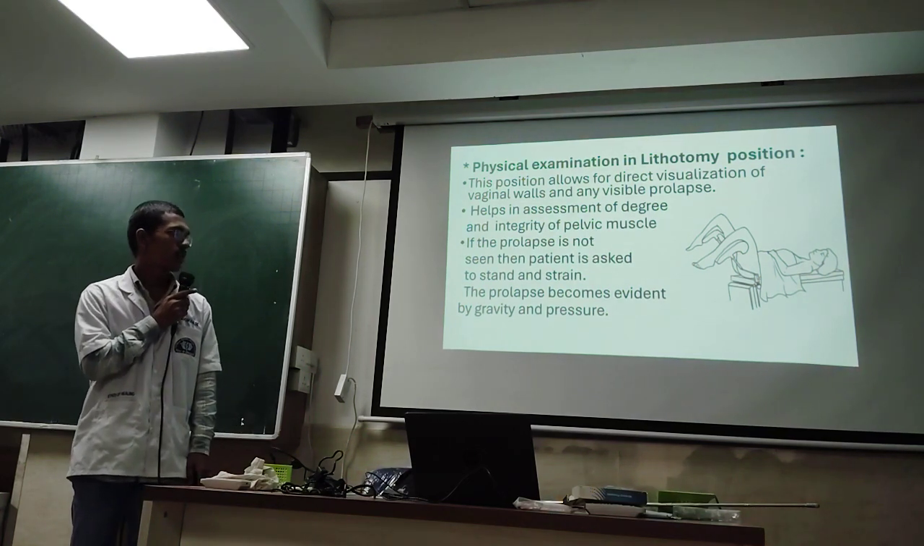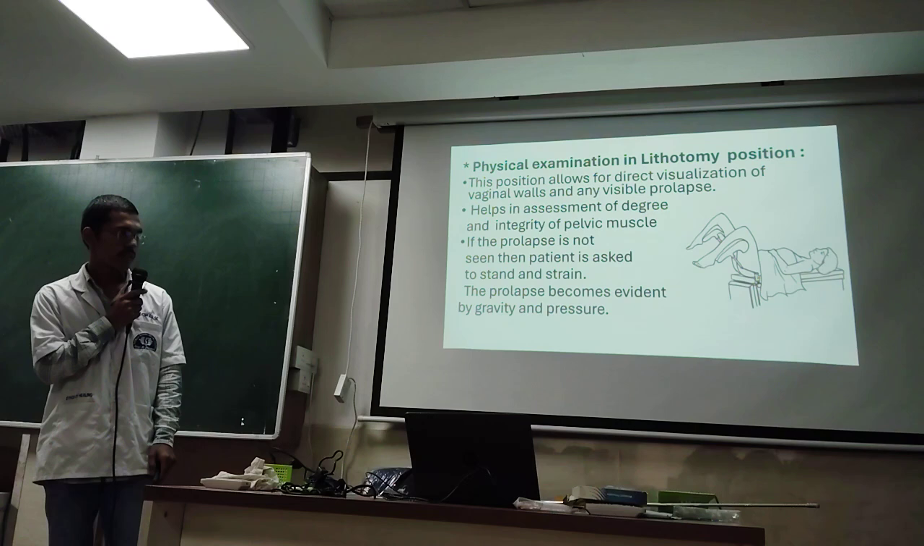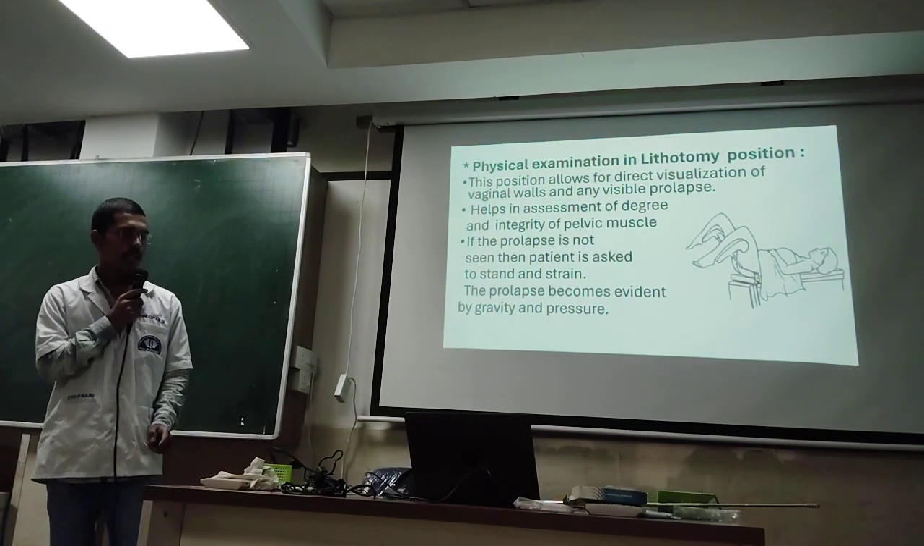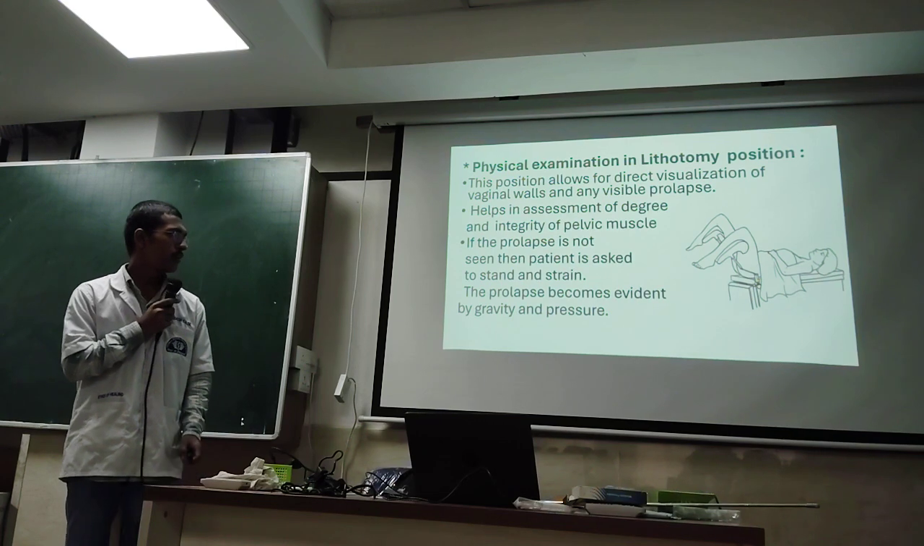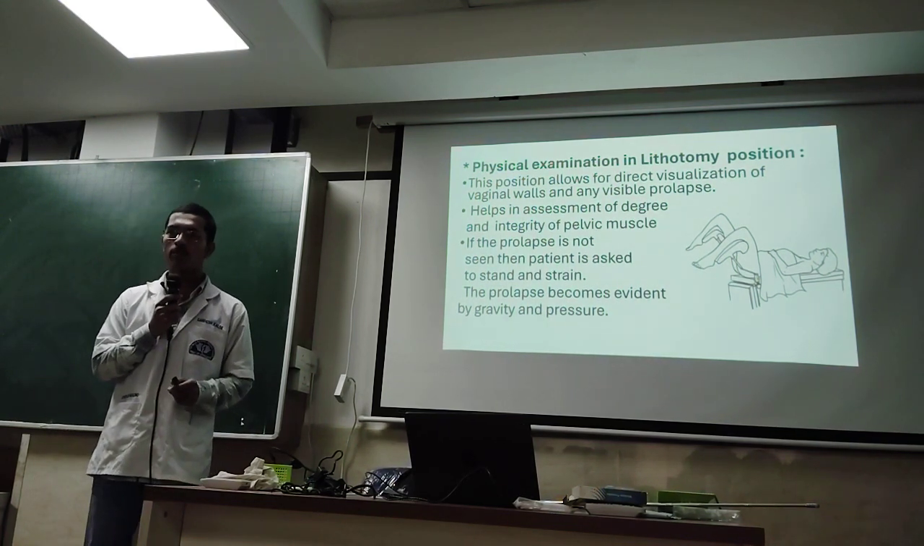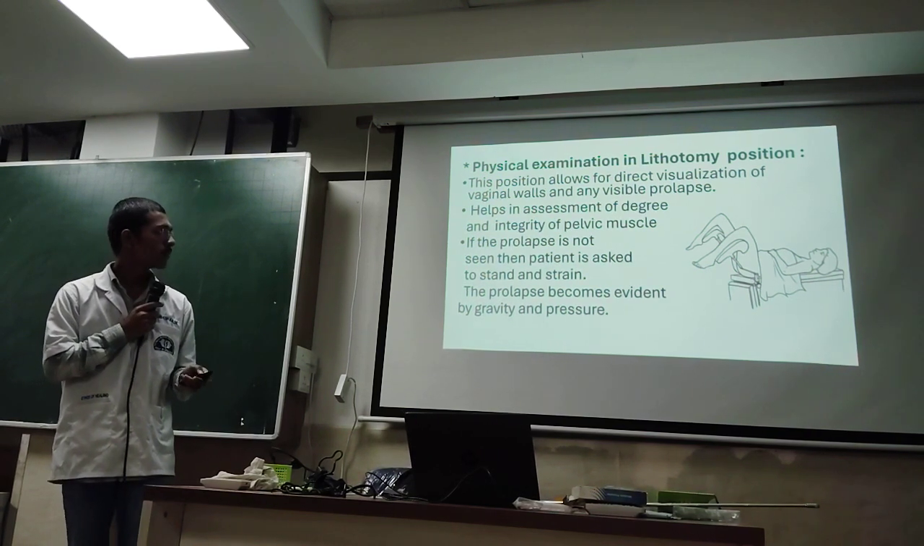Now let's see the physical examination in lithotomy position. This position allows for direct visualization of vaginal walls and any visible prolapse. It helps in the assessment of degree and integrity of pelvic muscles. If the prolapse is not seen, then the patient is asked to stand and strain. And if the prolapse is there, the prolapse becomes evident by gravity and pressure.